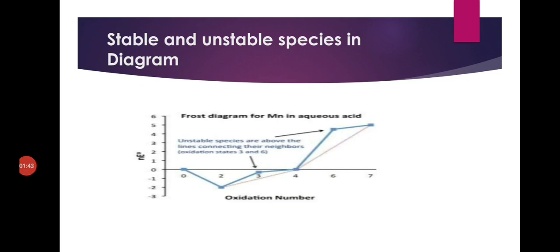As we saw in the diagram, there are different oxidation states of manganese in aqueous acid solution. We saw some oxidation states are in the lower part and others are in the upper part. On the right hand side, the oxidation state is a strong oxidizing agent, and when we look at the diagram, on the left hand side the oxidation state is a strong reducing agent.